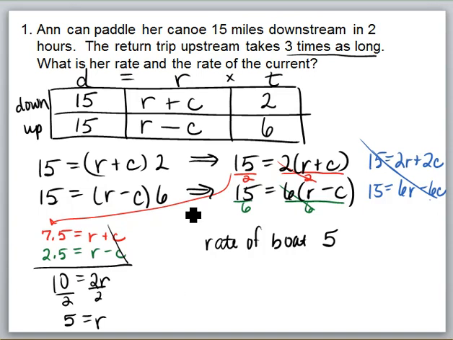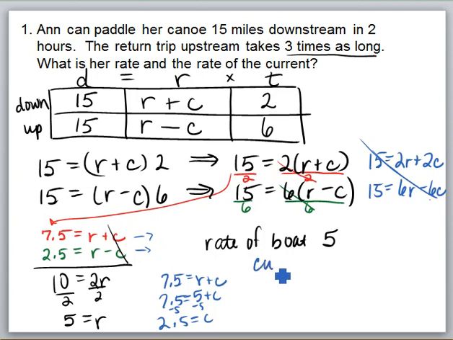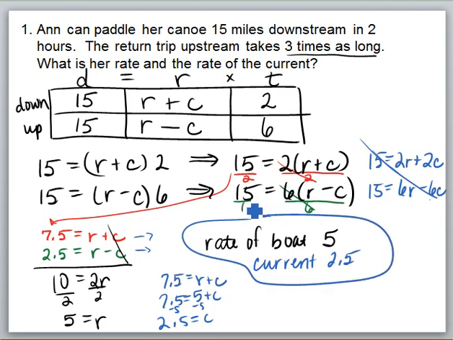Now it is going to be much easier for me to just choose one of these two equations to plug this back into rather than going back to one of these original ones. So I'm just going to use the 7.5 equals r plus c, and I'll plug in my r value, and I'll end up getting that c is 2.5 because I'm going to subtract 5 off both sides. So I now know that the current has a rate of 2.5 miles per hour. So those are my two answers.